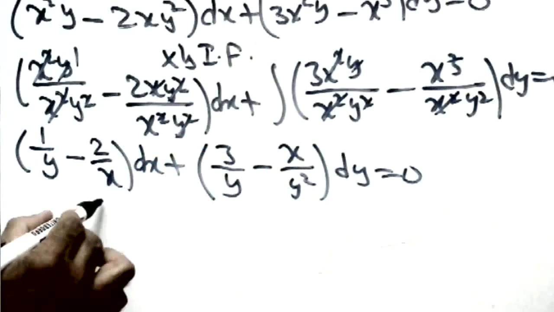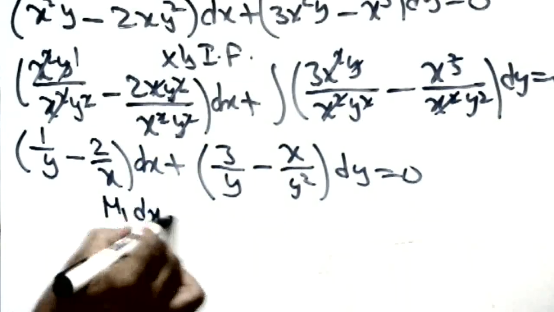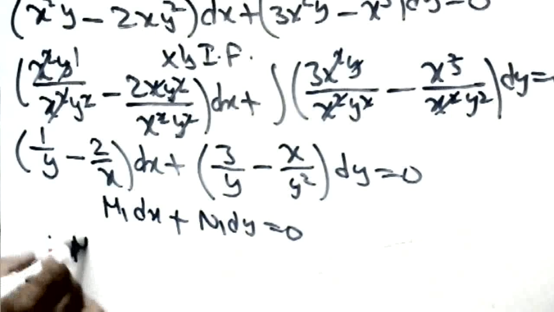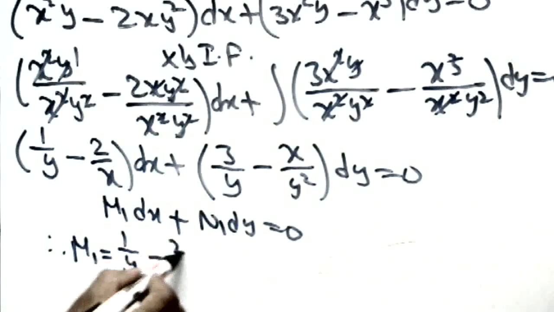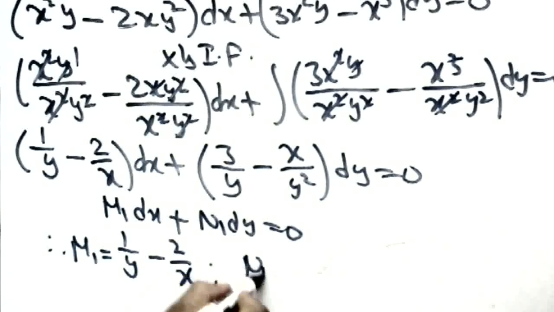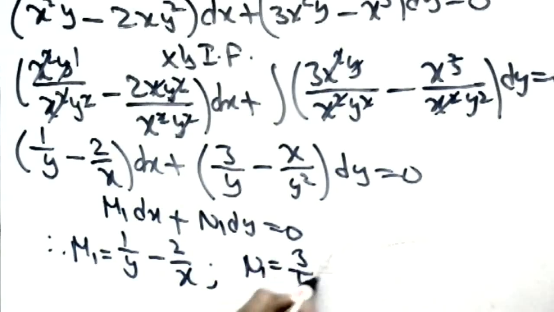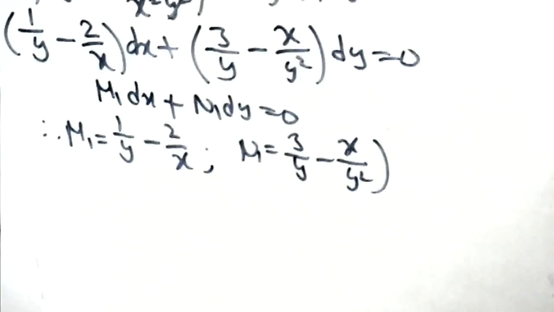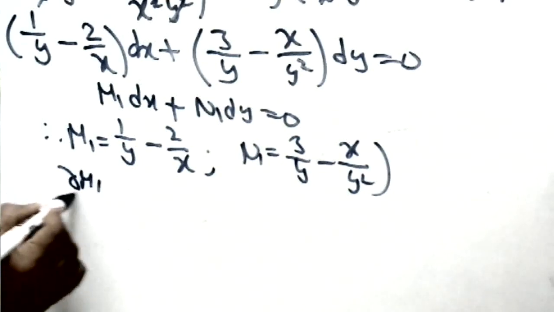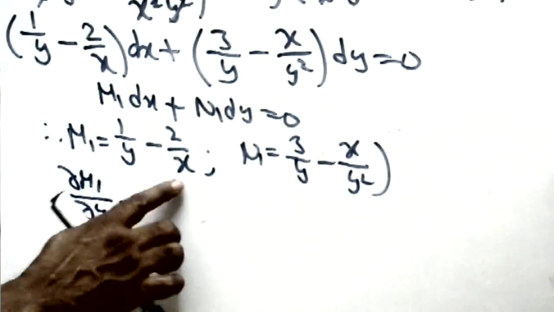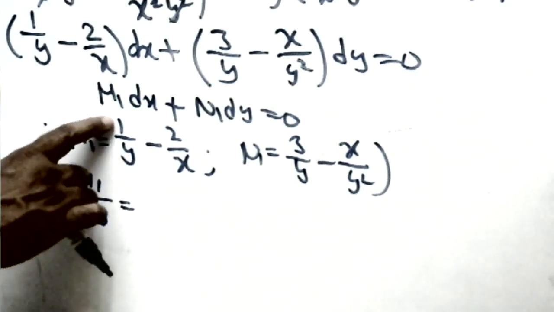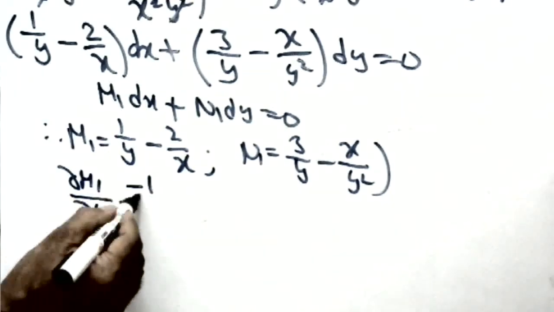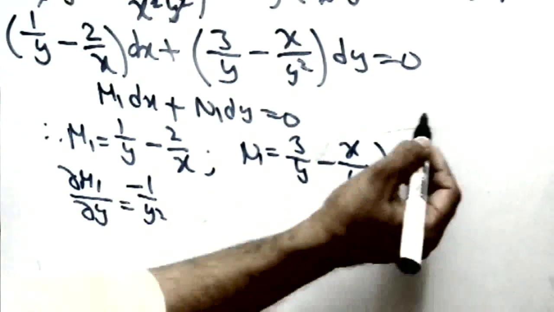Now again let me see whether it is exact form or no. Previously we kept here m, no, let me substitute m1 now. Suppose we take m1 dx plus n1 dy equals to 0. Therefore m1 equals to 1 by y minus 2 by x and n1 equals to 3 by y minus x by y square. Now see here, we have to differentiate with respect to y, partial differentiation. So see here, we don't have y here, it will be 0. D by dy of 1 by y is minus 1 by y square. Therefore this will become minus 1 by y square.